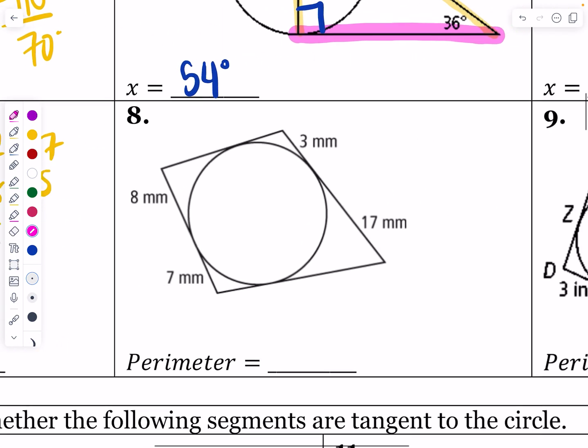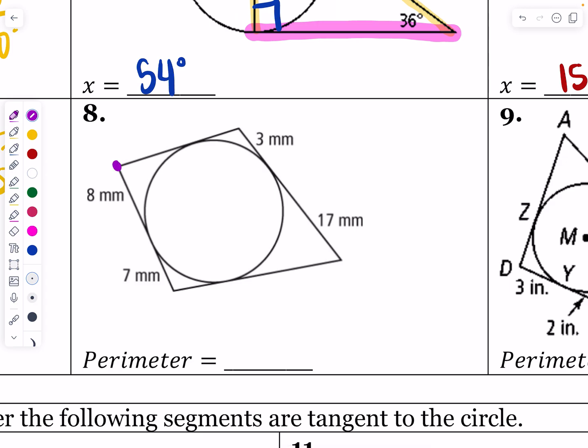All right, number 8 has a bunch of different points outside of the circle that we have tangent lines to the circle. So both of these purple amounts will be the same. So I can put an 8 on this side as well. The 3 to the circle will be the same length as this one, so 3 and 3.